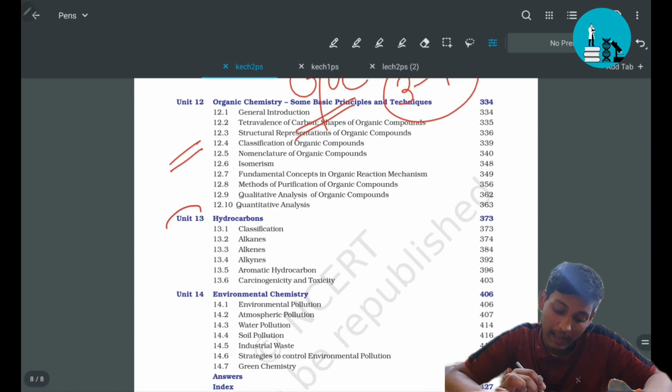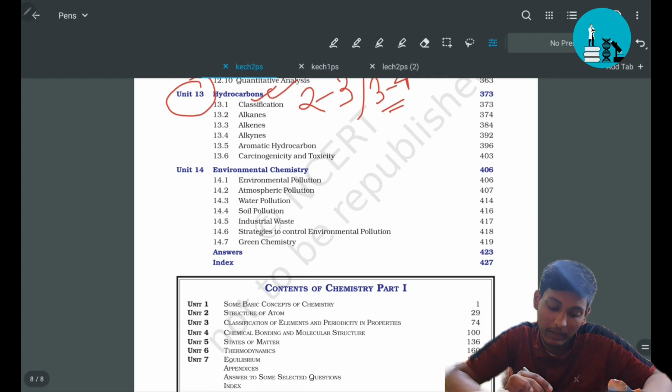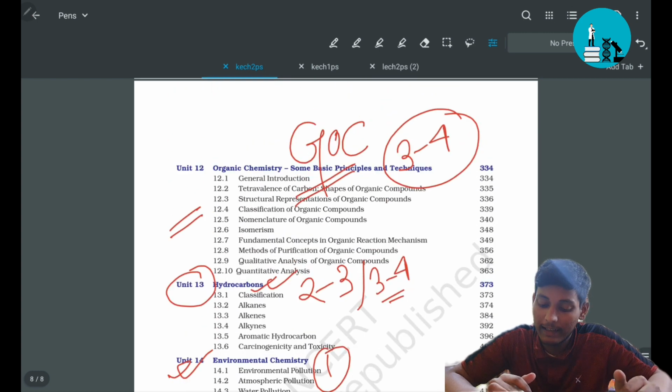And like hydrocarbon, 2 to 3 questions or 3 to 4 questions came from this chapter every year. And then environmental chemistry is a theoretical chapter, and one question every year came from this chapter. This is all about class 11 chemistry.